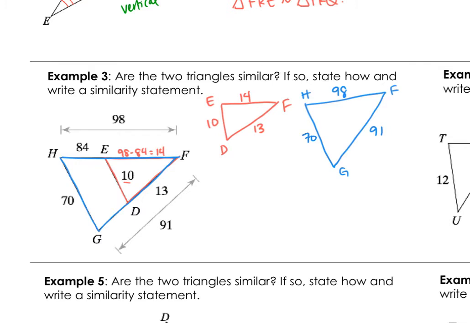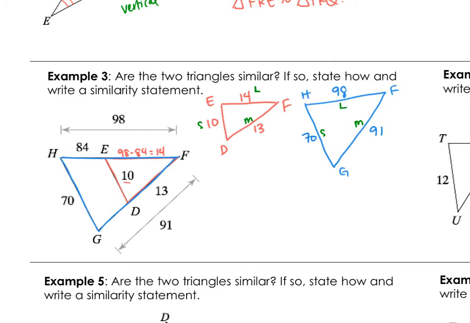So once you draw your triangles separate, now it's a little bit easier to match up your small, medium, large. So just like we did before, small needs to go with small, medium goes with medium, and long goes with long. So in this triangle, 70 is the small side, 91 is the medium, and 98 is the large side. So now we're going to go ahead and write our ratios.